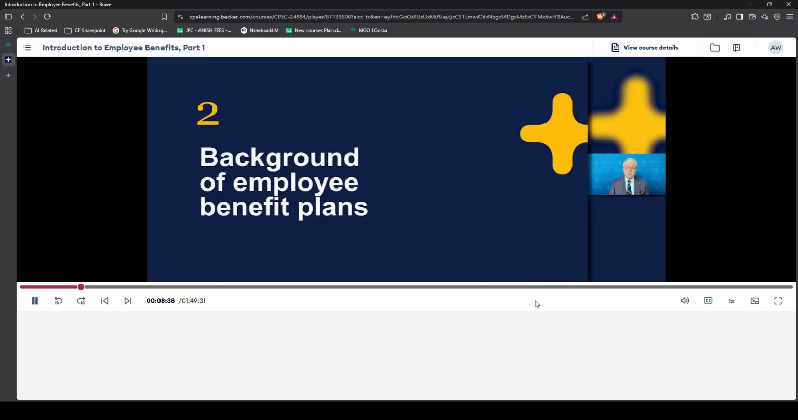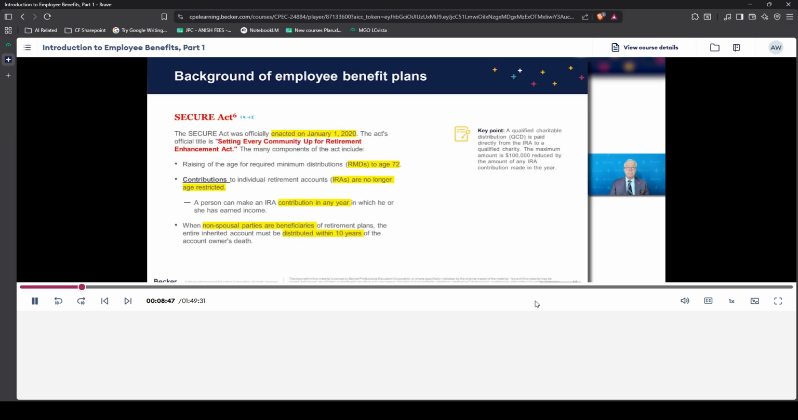So with that basic understanding, let's go take a look now at a fundamental item, and that would be the following: background of employee benefit plans. We're going to talk a little bit about the SECURE Act. And by the way, what does SECURE stand for? Setting Every Community Up for Retirement Enhancement Act. And this was enacted in January of 2020.